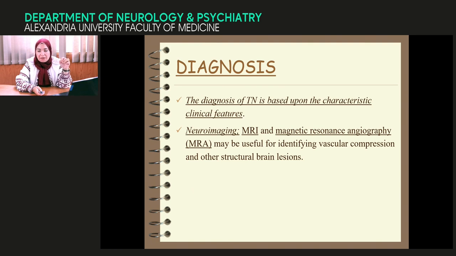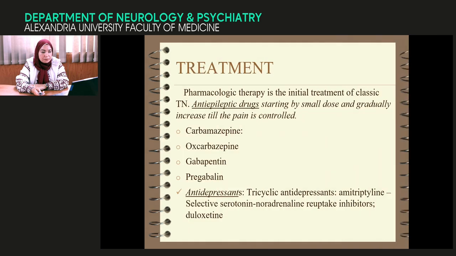Magnetic resonance angiography is imaging which shows the arteries. We give IV contrast to visualize the arteries and veins. Because of that, I can know if there is a vascular loop or not. Also, the MRI shows if there is MS or a basic Q1 lesion, which causes the secondary type of trigeminal neuralgia.